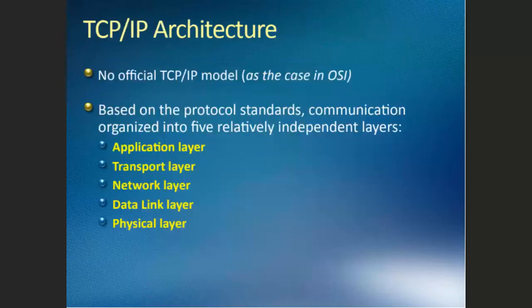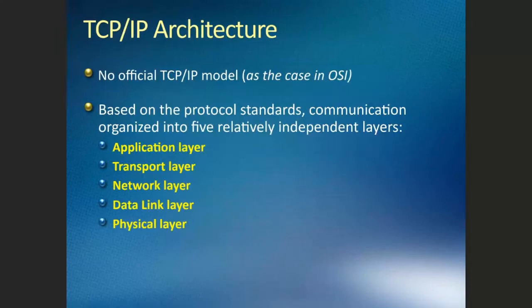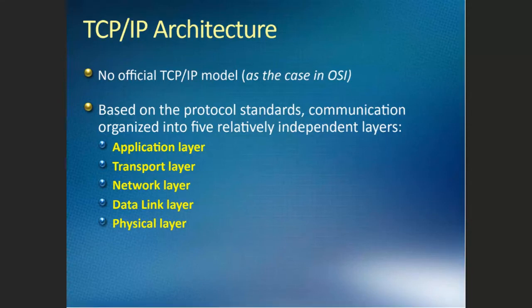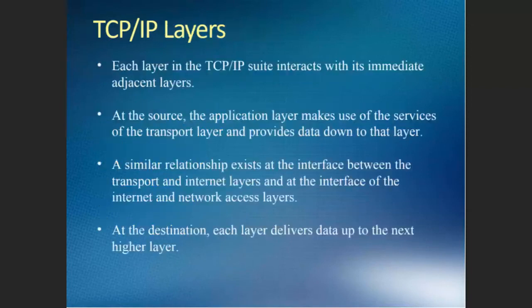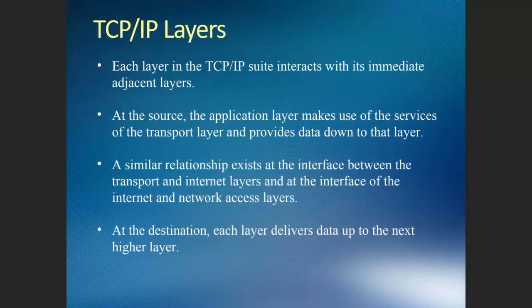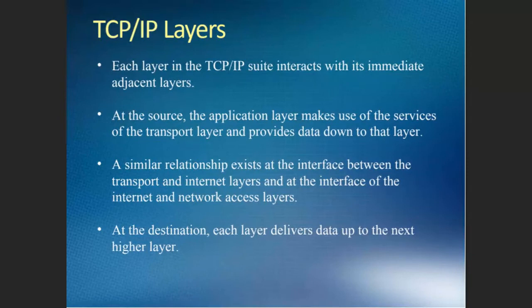There is no official TCP IP model that everyone agrees on, but still we will ask you in the exam what the layers are, based on the textbook or based on what we study here. We have 5 layers: application, transport, network, data link, and physical. No, we talked about OSI layers, 7. This is TCP IP, 5 layers.